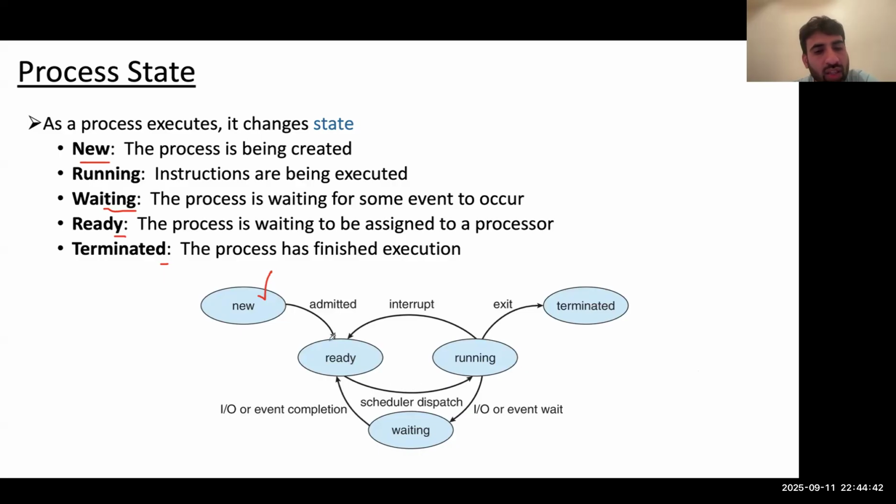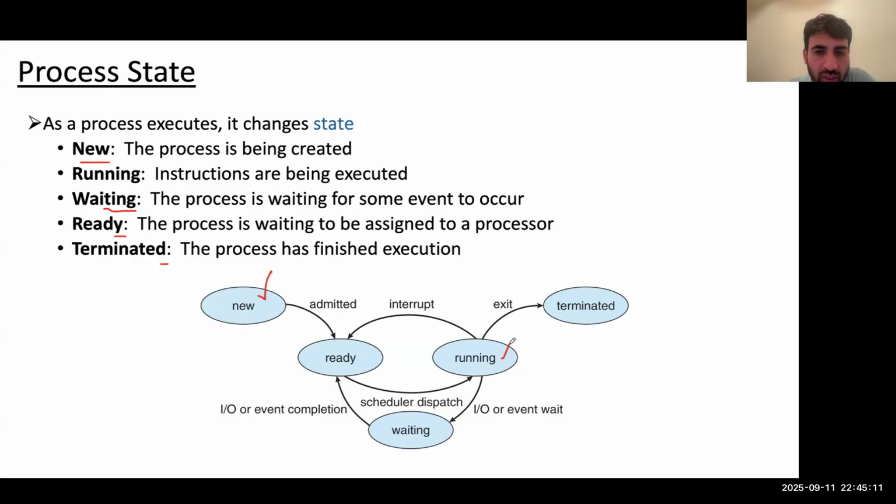Then the scheduler decides. It is possible that more than one process is in the ready state at a time. Then it is the job of the scheduler, which is part of an operating system, to pick which of these candidates should be allowed to run on the CPU. So the scheduler dispatches a ready process, and that ready process starts running on the CPU, which means it transitions to the running state.